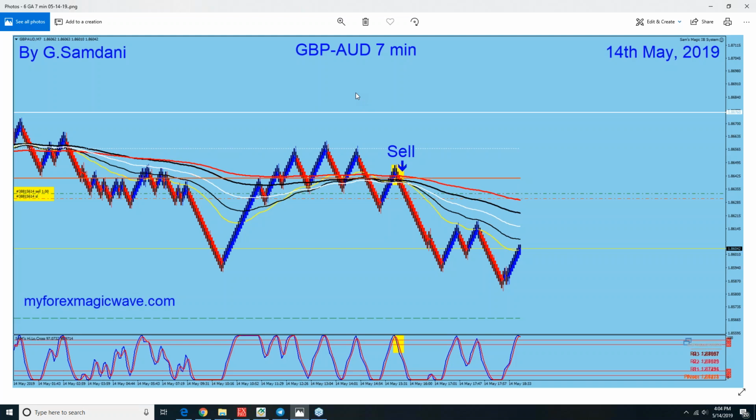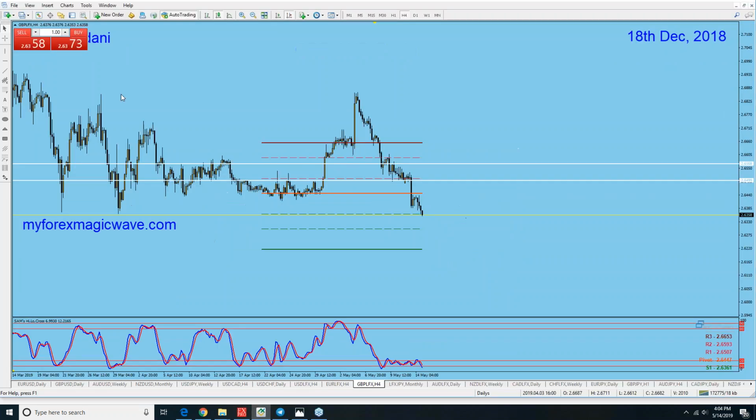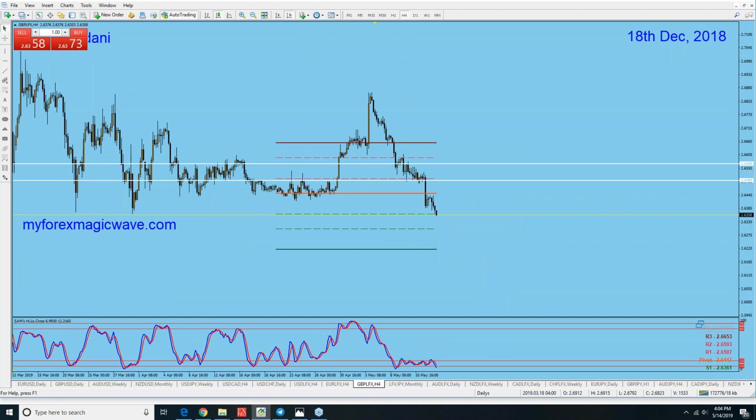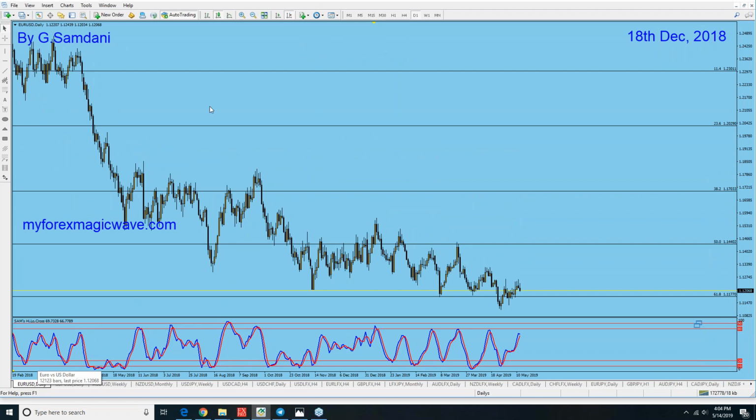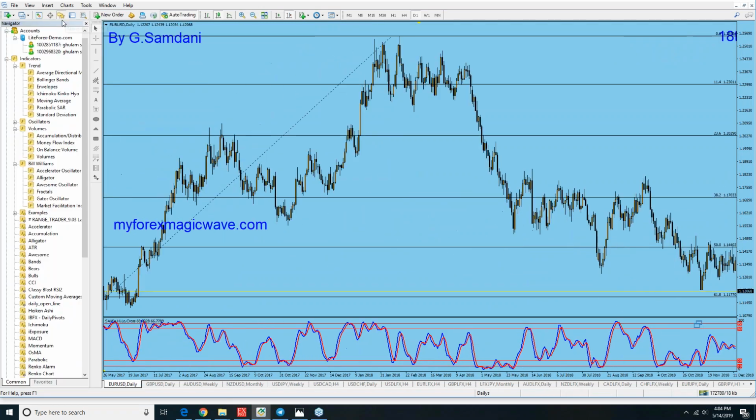Now, the moves, the daily range of any pair, let's see if I can show you. For example, this is, okay, euro USD. For euro USD, you have this indicator that shows you the daily range of this pair.